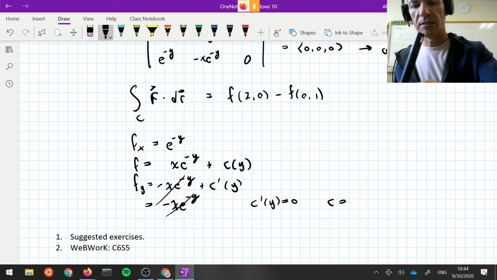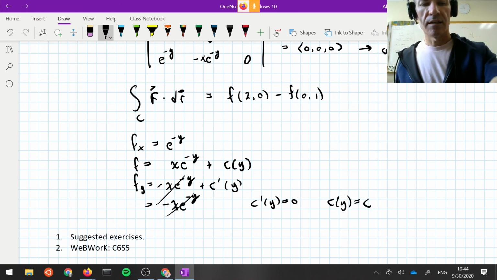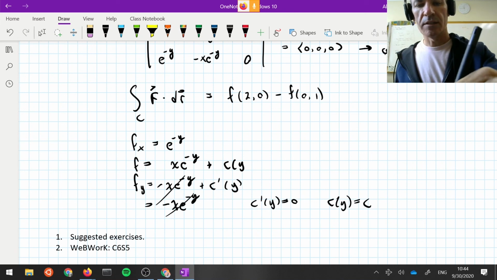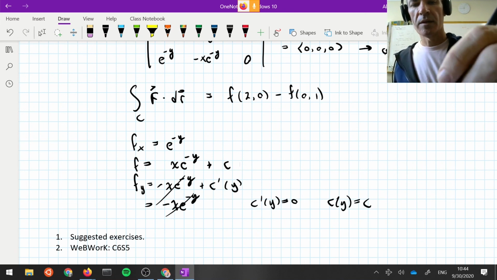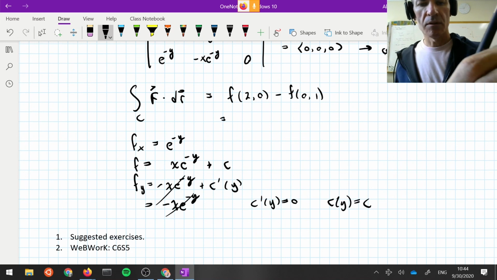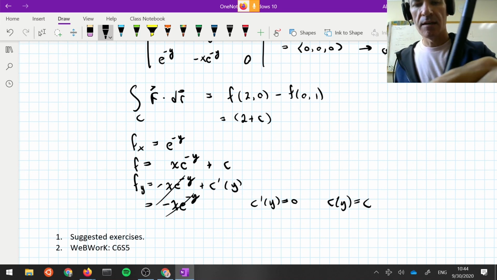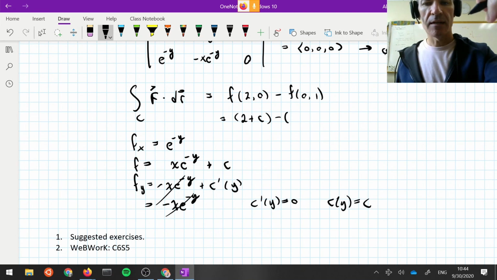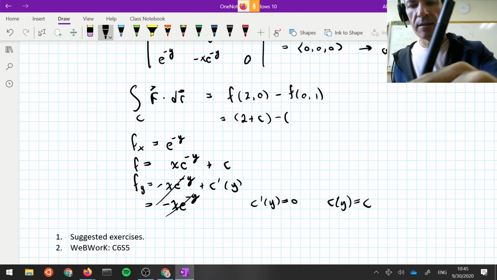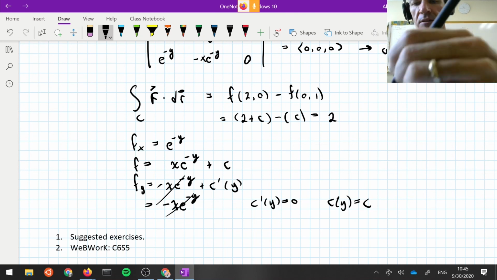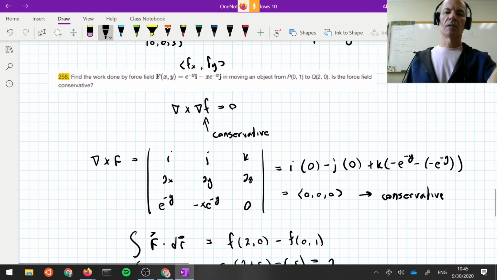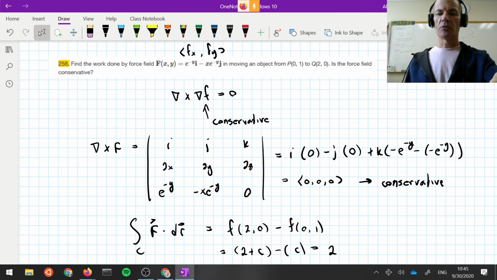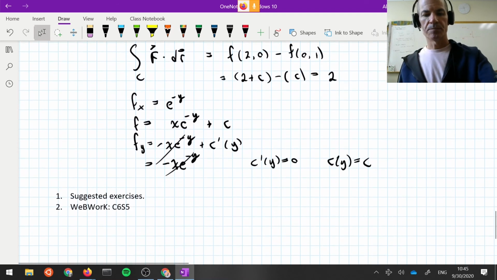I find that c prime of y is equal to 0. C must be a constant. C of y just is c, and I can now just get rid of the y dependency up here. That's f. Now I compute f of 2, 0. If I plug in 2 for x and 0 for y, I get 2 plus c, minus plugging in 0 for x and 1 for y, I get c, and that nets out to 2. So the work done through this field, moving from 0, 1 to 2, 0 is 2.